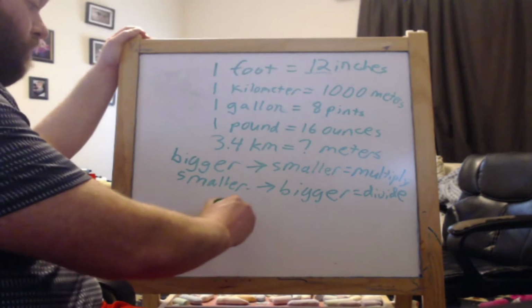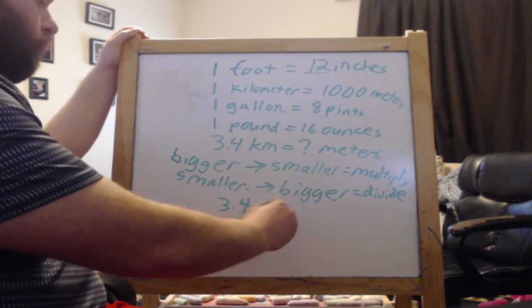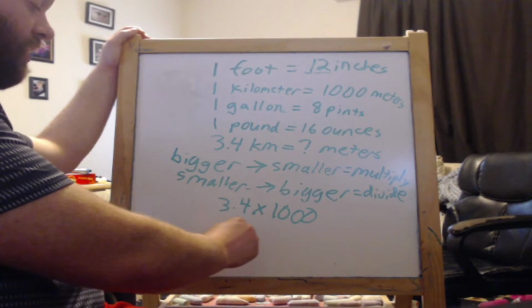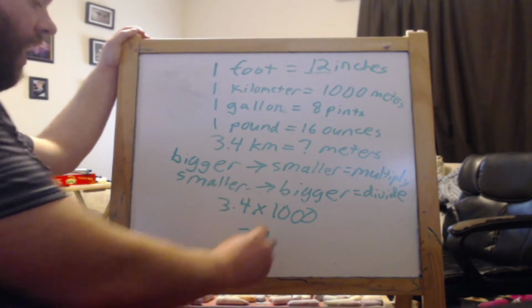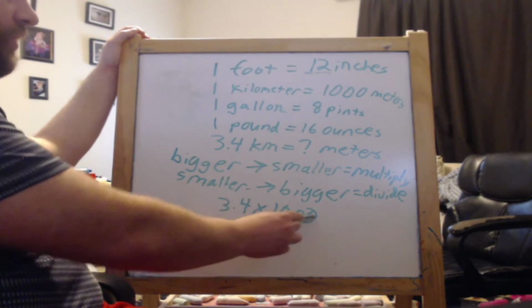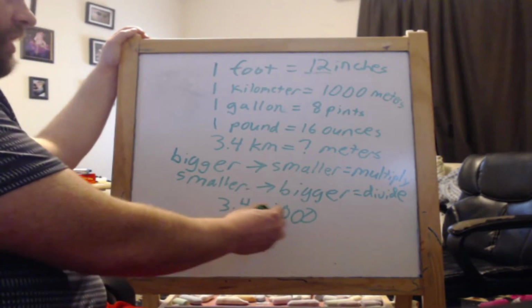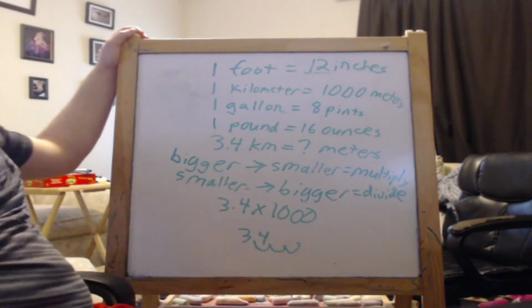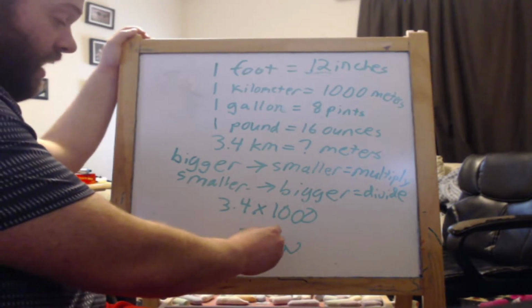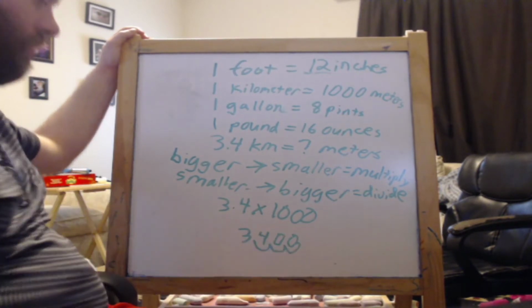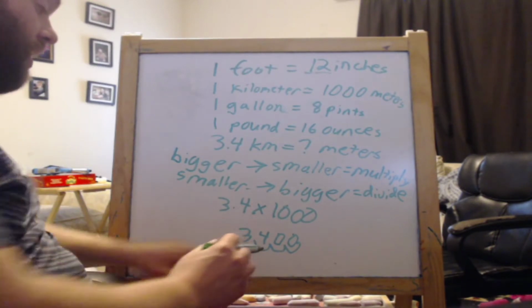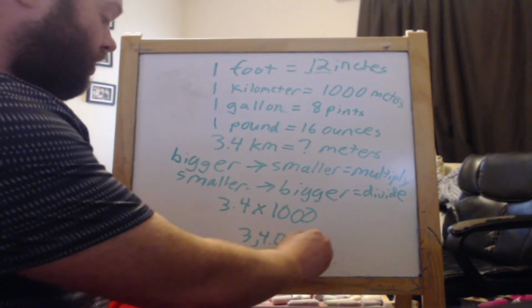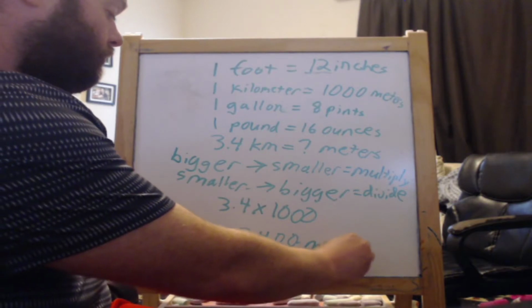So I'm just doing 3.4 times 1,000. And to do this, all I'm doing is moving the decimal place over the amount of zeros in 1,000, which is 3. So I'm just doing 1, 2, 3. Now there are no numbers over here, right? So for these ones that I hopped, I have to put zeros. Okay? So the answer becomes 3,400 meters. Okay?